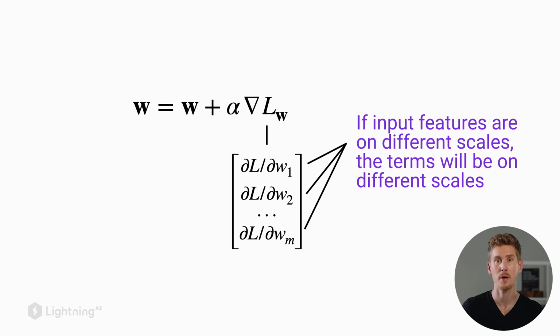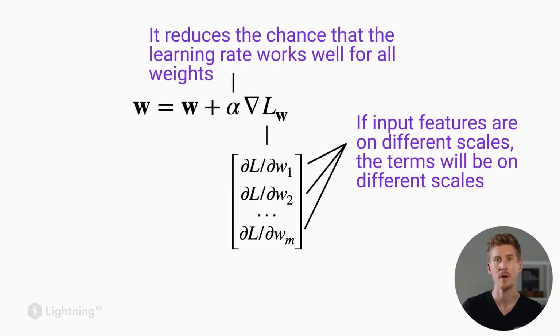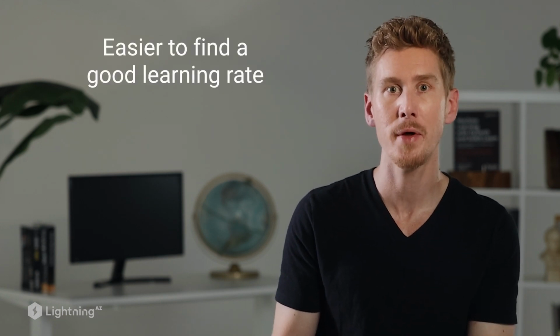So if the features are on different scales, all these partial derivatives will be on different scales. And if these partial derivatives are all on very different scales, it will be very hard to find a good learning rate that works well for all these different terms. So in essence, the main advantage of normalizing features is that it is easier to find a good learning rate that works for all these partial derivatives.